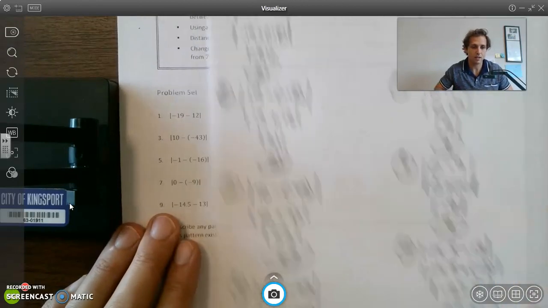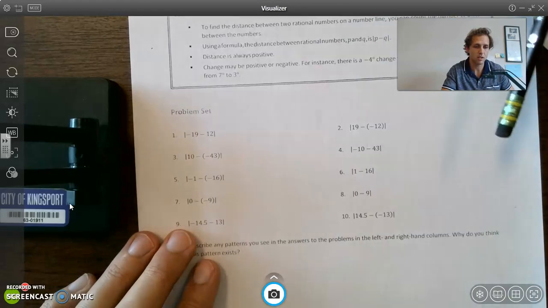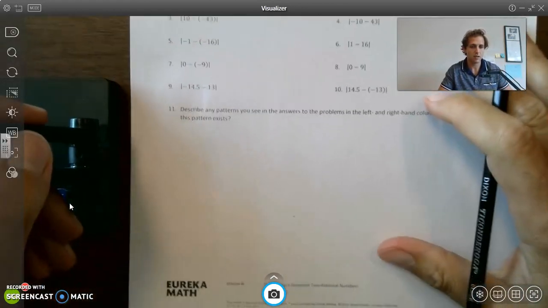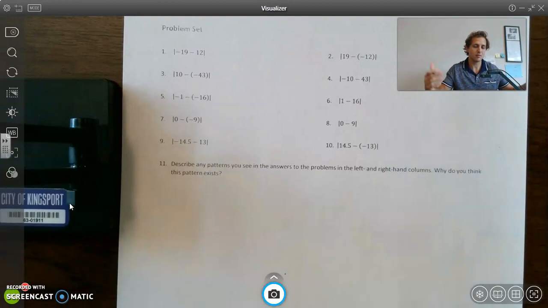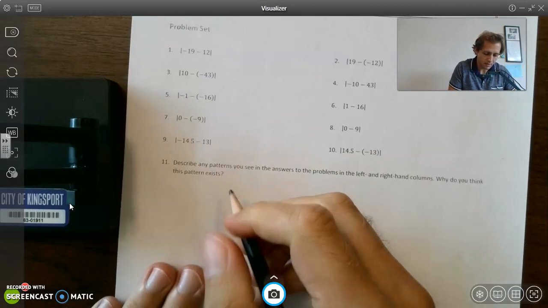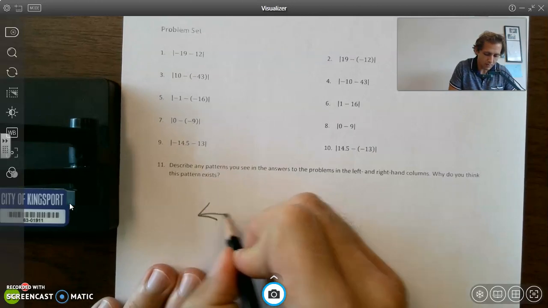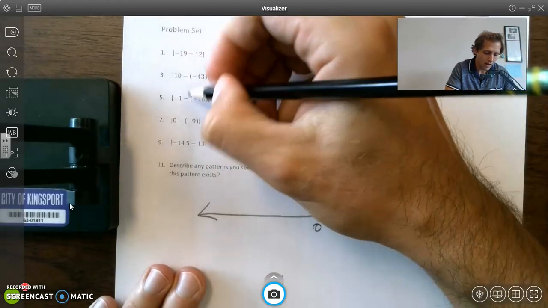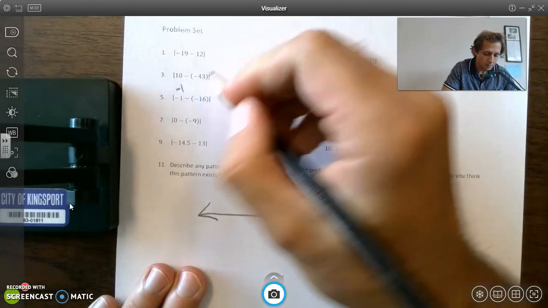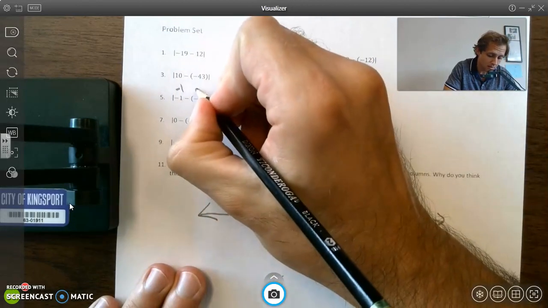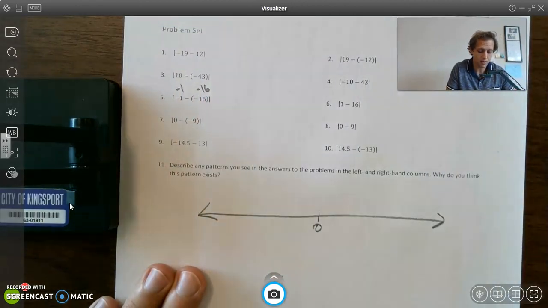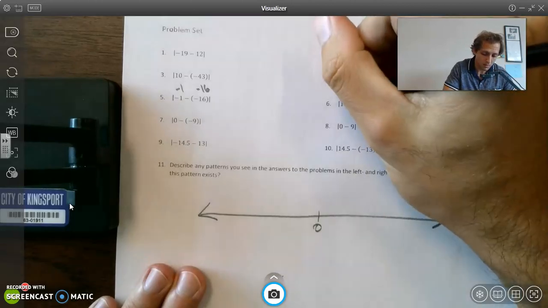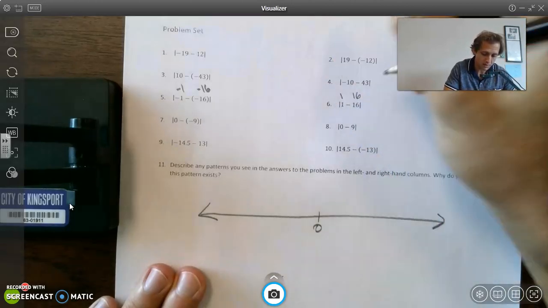How did we get these answers, though? What is it about these questions that causes us to get the same answers? What I'd like to do is just pick one in general. So let's pick number 5, okay? 5 and 6. If you look at the numbers involved in 5 and 6, here I have negative 1 minus negative 16. So the numbers I'm using are negative 1 and negative 16. Here I'm using positive 1 and positive 16.